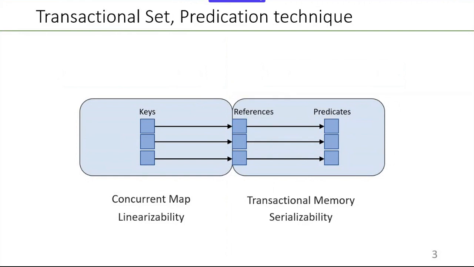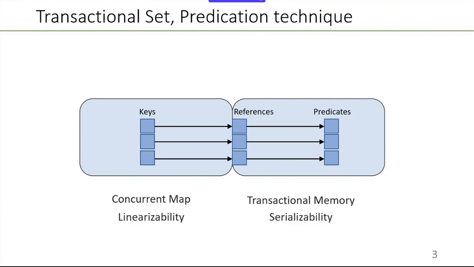A very well-known technique in this area is called predication. How it works is that it composes a concurrent map with transactional memory. It uses the concurrent map to quickly map keys to references. So very efficient lookups. You give it a key, it can quickly give you a value, which is in this case a reference. The subtle point here is that that reference is managed by transactional memory. Transactional memory maps this reference to predicates. And predicates are just Boolean locations that store whether that corresponding key is in the data structure or not.